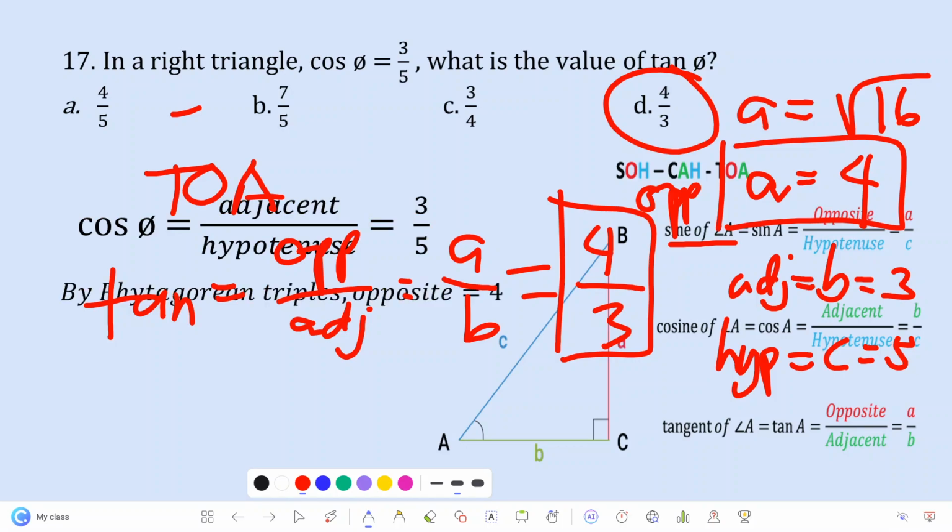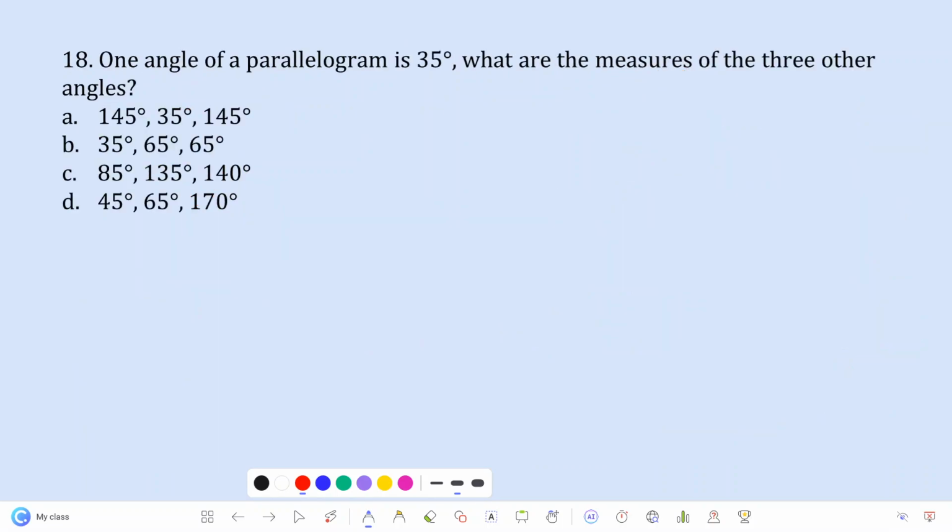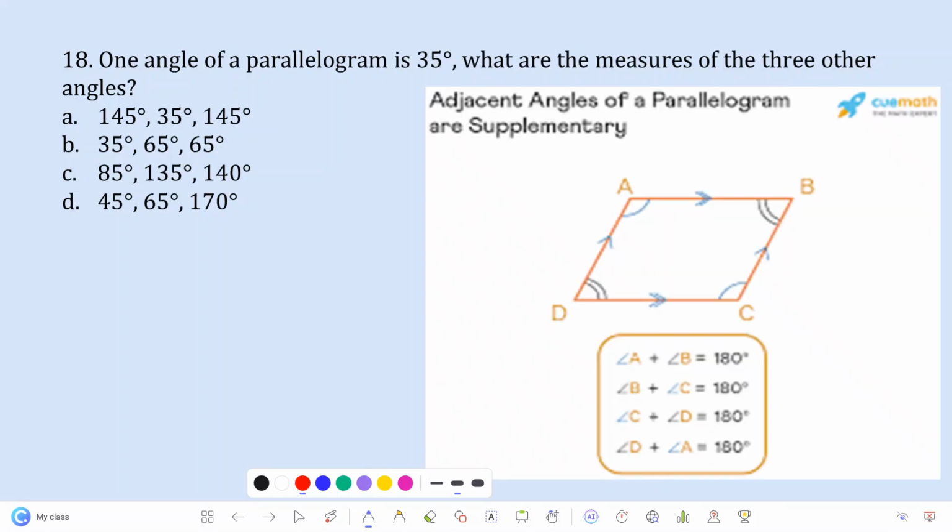Next, we proceed to item number 18. Item number 18. One angle of a parallelogram is 35 degrees. So what are the measures of the three other angles? Is it A, 145, 35, 145, B, 35, 65, 65, letter C, 85, 135, 140, or letter D, 45, 65, and 170. Now, before we proceed in solving item number 18, let's first recall the adjacent angles of a parallelogram.